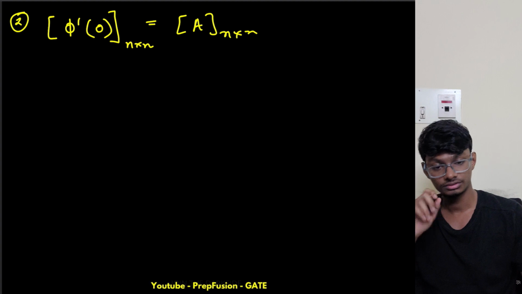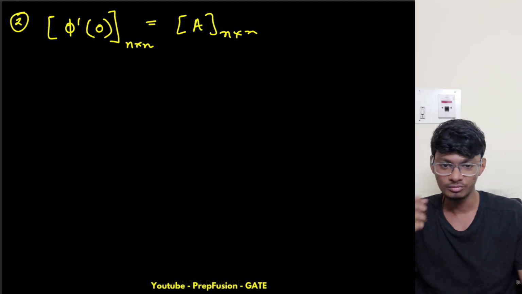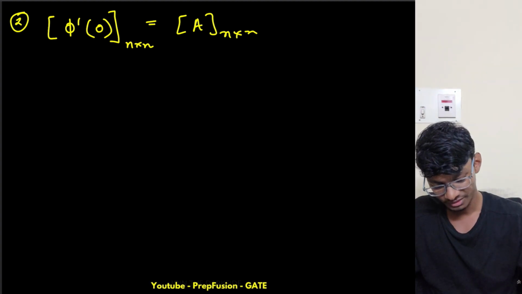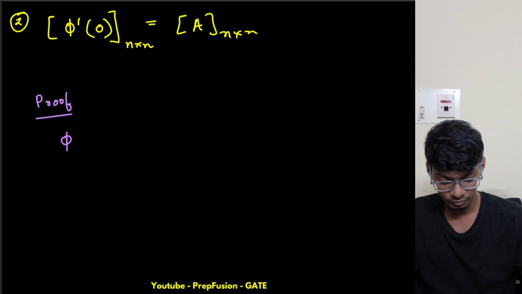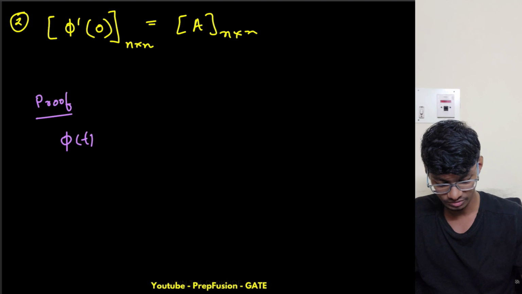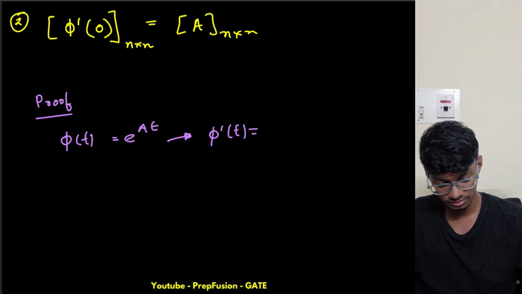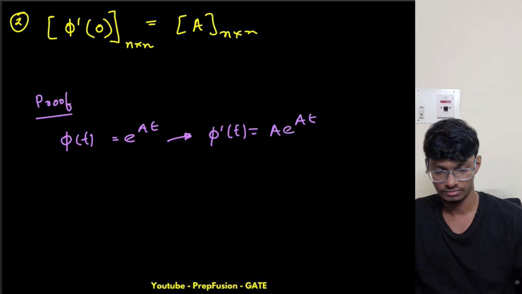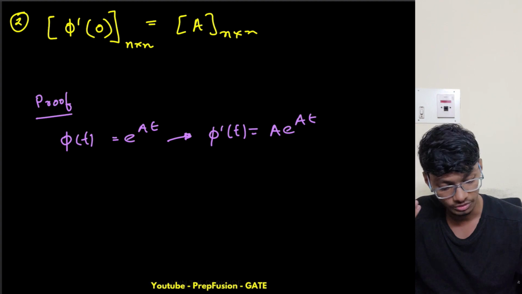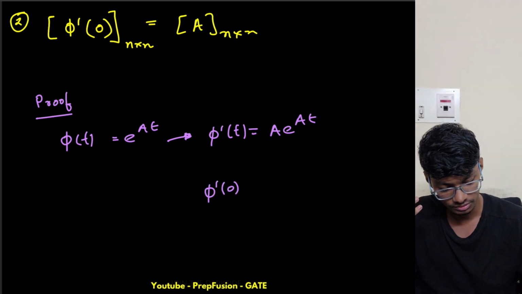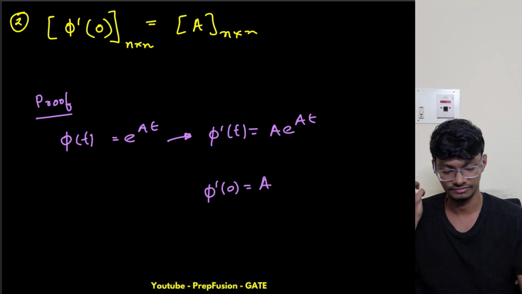This I won't prove to you, but I can give the fake proof, like the intuition or the fake proof, whatever you want to call it. The fake proof is: phi of t is e raised to power At, right. If I differentiate this, what do I get? Phi dash of t equals A e raised to power At. Now you put t equals 0 here, so phi dash of 0 equals A only. So this is the fake proof basically.